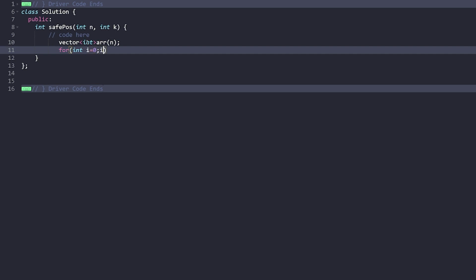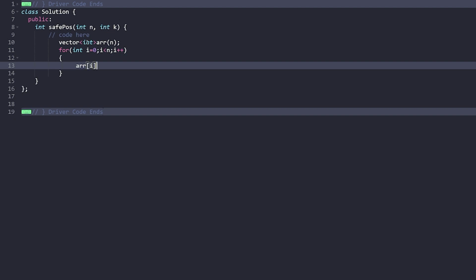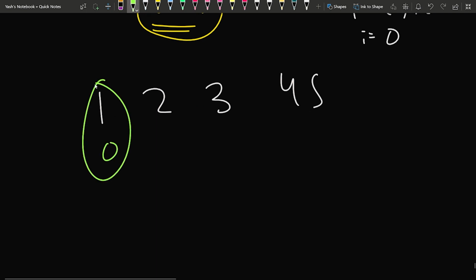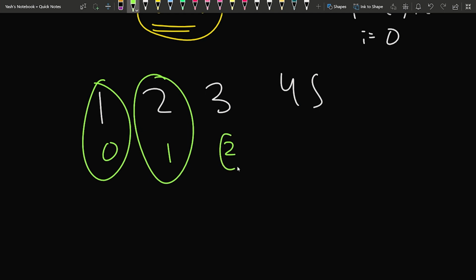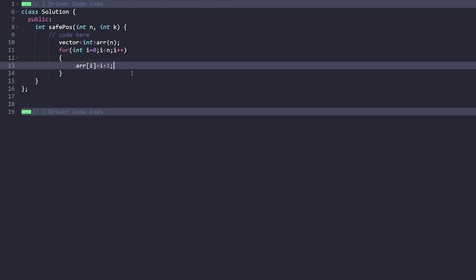So for i starts from 0, i is lesser than n, and then i plus plus, I'll iterate through all the indexes, and I'll say that the first person, the element at the 0th index will be what? 1. So I will say that i plus 1, because if I observe, if the people are like 1, 2, 3, 4, 5, then at the 0th index 1 is present, at the 1 index 2 is present, and at the index i equal to 2, the element present is 3, at the index 3 the element present is 4. So basically whatever is the index, the element at that particular index is i plus 1. So I will initially store it.